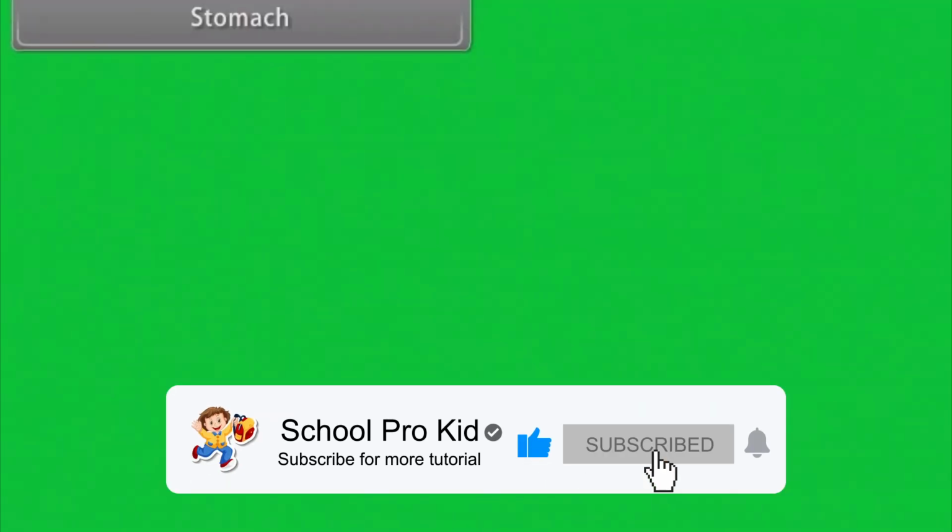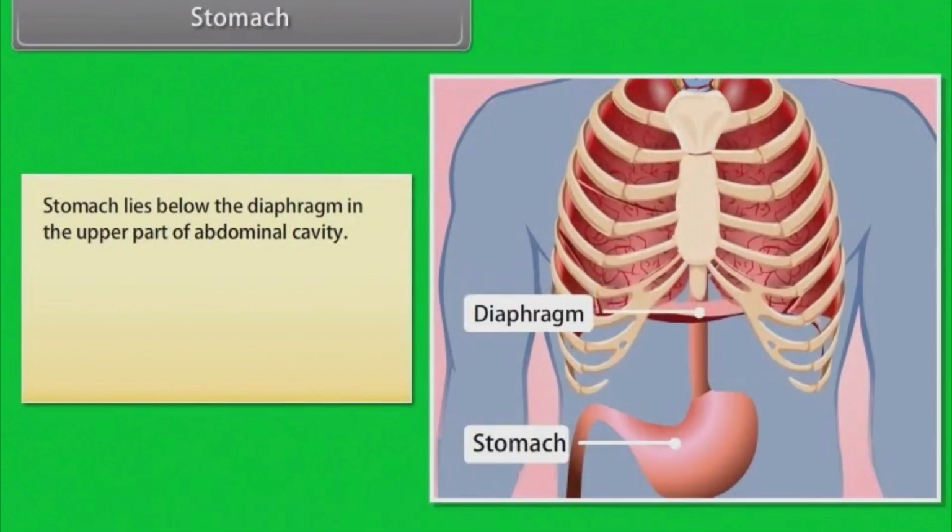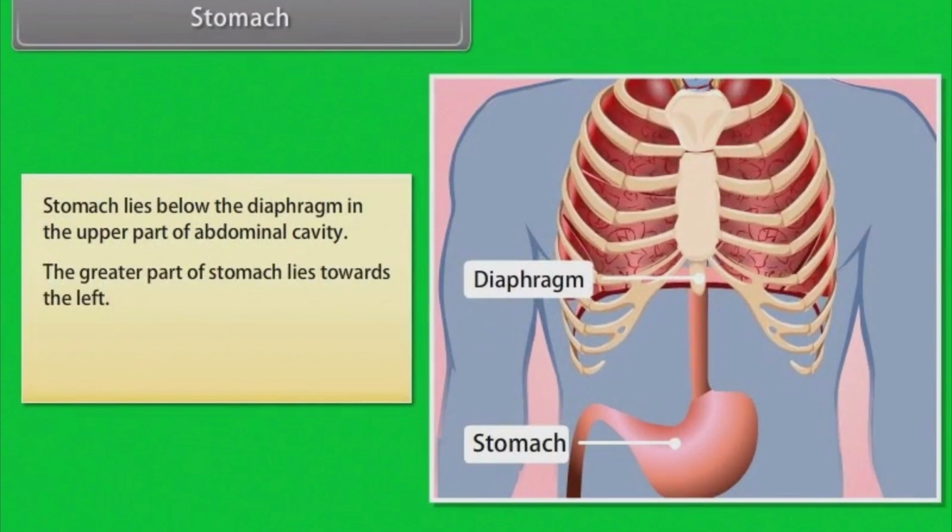Stomach. The stomach lies below the diaphragm in the upper part of the abdominal cavity. The greater part of the stomach lies towards the left. The stomach can be divided into the following parts.